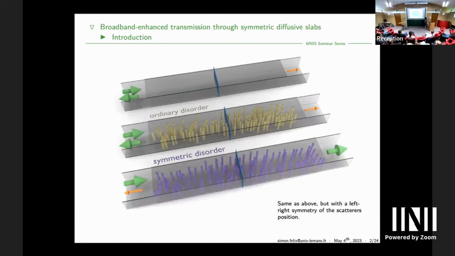What changes is this: if I do the same experiment, but on the right side of the barrier I choose a pattern of scatterer positions that is exactly the mirror symmetry of the left one with respect to the barrier, then we observe that the transmission is significantly enhanced. As we will see, the transmission can be even higher than the transmission of the barrier itself. So it is more transparent with this than it was with the barrier alone.